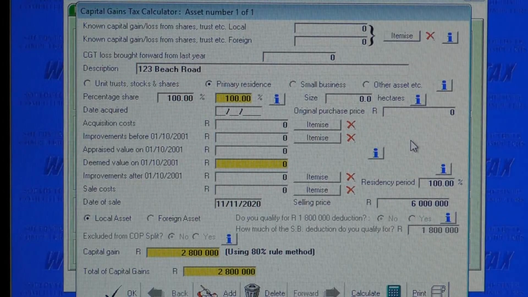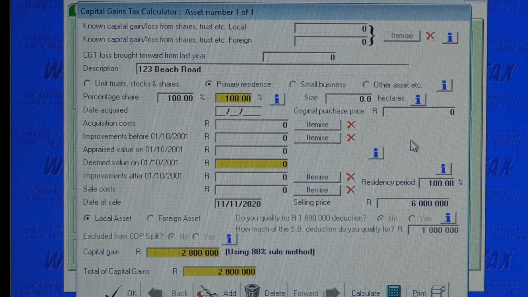In determining the gain amount, we've discussed the method where the base cost is known, and we've discussed the tab method. There's one final method SARS uses to determine the base cost in cases where you cannot prove when you acquired the asset or what you paid for it. If we remove the purchase date and the purchase price, then you will see that SARS uses the 80% 20% method, which means that SARS uses 20% of the selling price as the base cost.